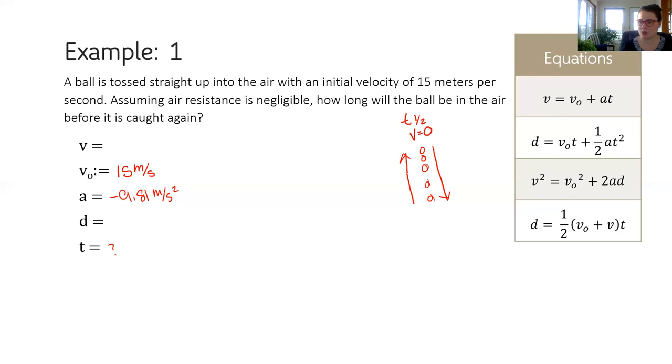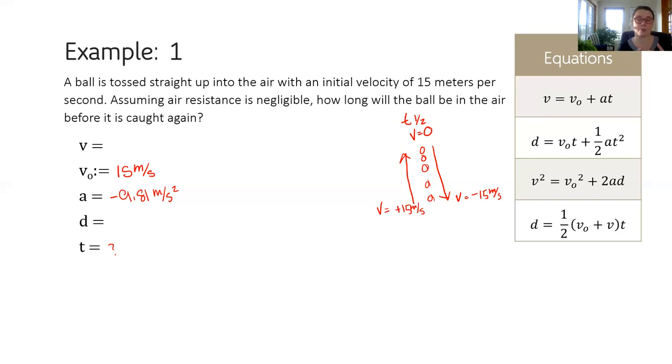So the amount it slows down on the way up is equal to the amount it speeds up on its way back down. So because they're symmetrical, we can say our final velocity, so the velocity at the ending, so velocity here is equal to positive 15 meters per second. We can say the velocity here is equal to negative 15 meters per second. Both are true. So now we have two different ways we could solve this problem.